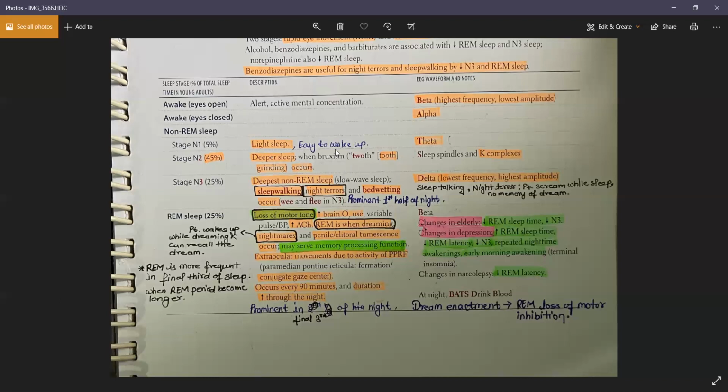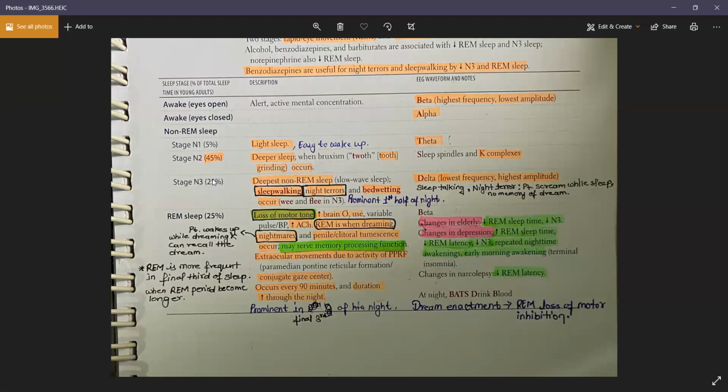The teeth grinding that you see, bruxism, can also lead to something known as temporomandibular joint disorder. You guys know about that? If not, don't worry, we'll study it again later. But yes, the cause of temporomandibular joint disorder is bruxism, and that happens in the N2 sleep. So teeth grinding occurs in the N2 sleep, and in this sleep you will have the spindles or the K complexes, which refers to the bats as part of the bats mnemonic.